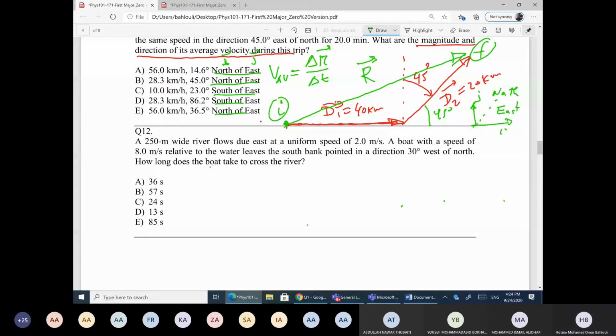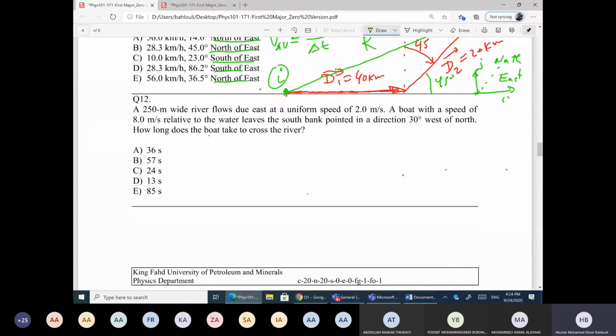Okay, it depends, same thing. A 250 meter wide river flows due east at uniform speed. So this is a river, flowing water. And the water of the river has speed. So this is the velocity of the water.